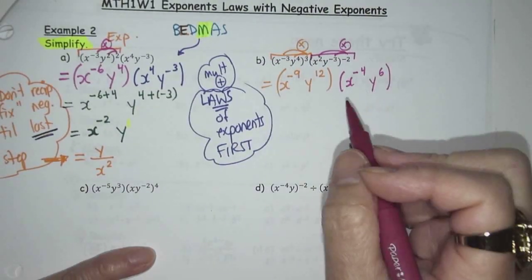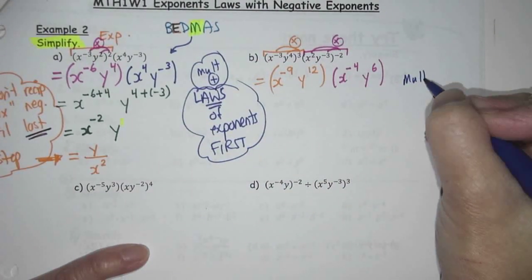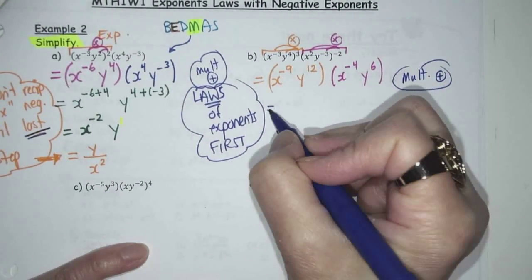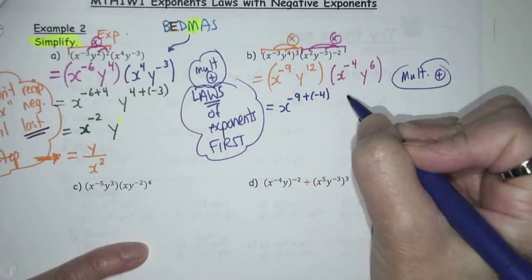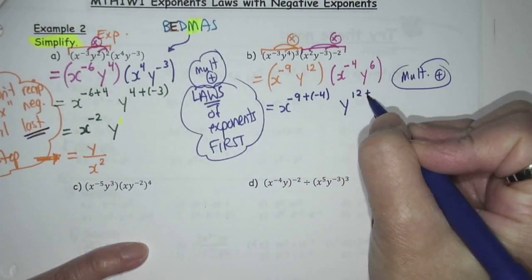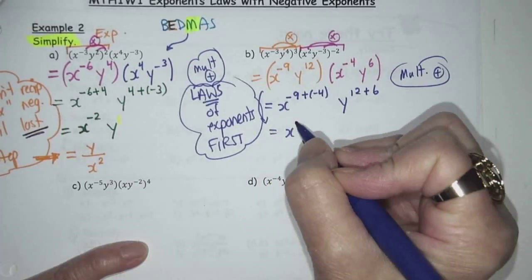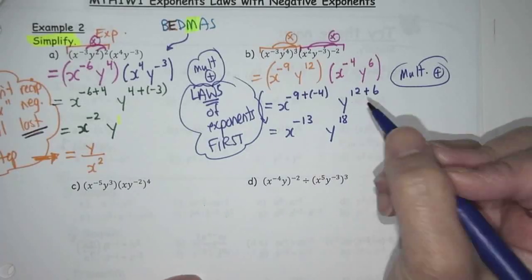Don't fix anything until we finish the laws. The law says that when we multiply, we're adding. Okay, so we're going to add them together. So this will be x to the negative 9 plus negative 4. You don't have to show this. Y to the 12 plus 6. You can skip that step. And this will be x to the negative 13, y to the 18.